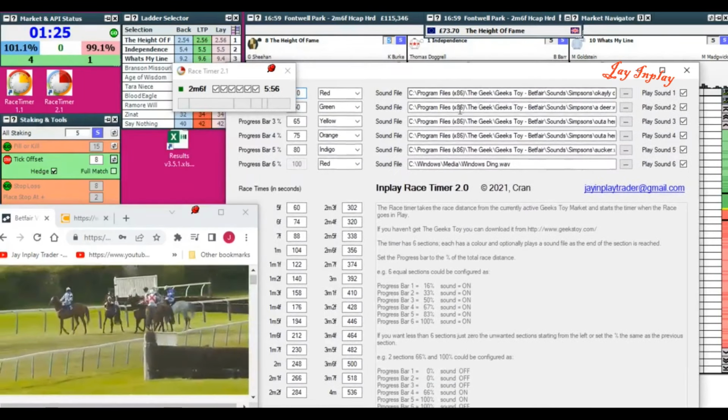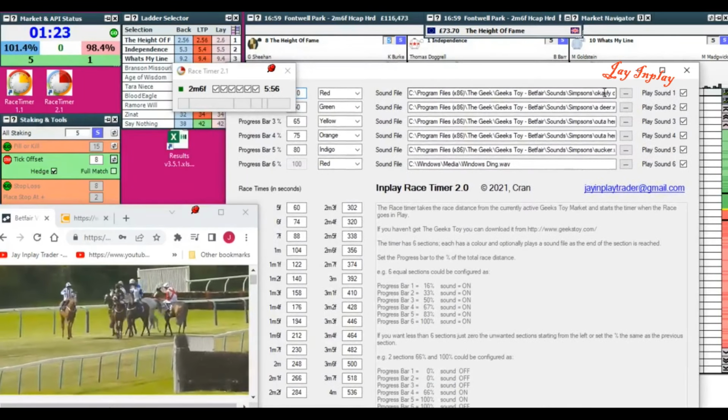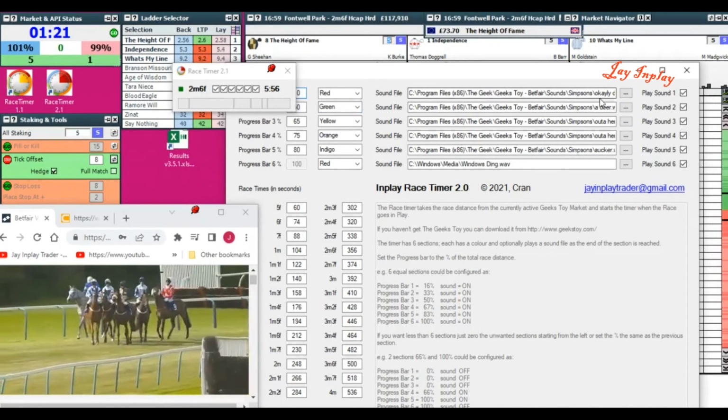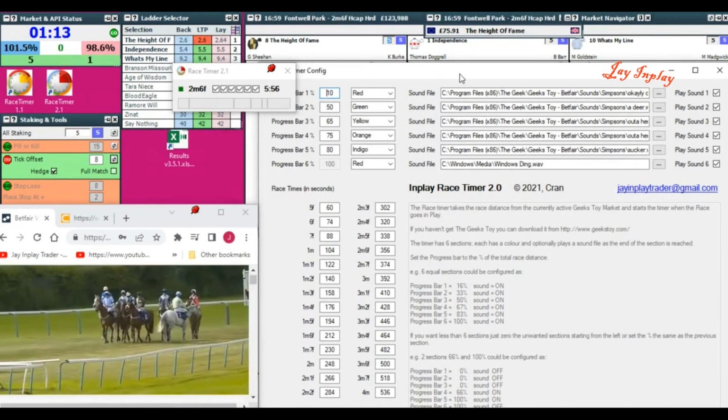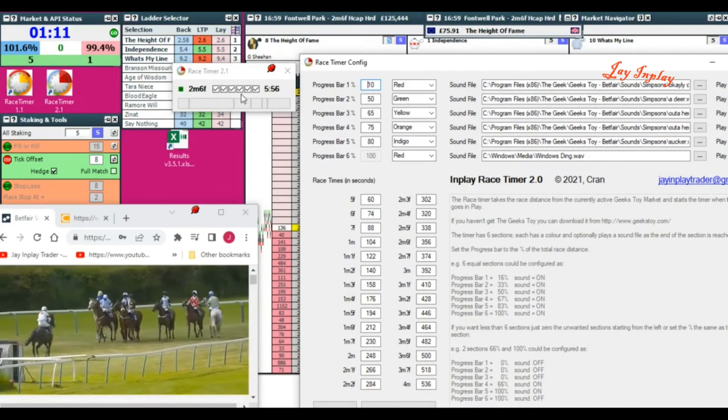So in here you can set up whatever sound files you choose. I use these annoying Simpson sounds because I can't miss them, basically. You can have whatever sounds you want, but I do suggest you get something annoying that you're not going to overlook. And then you can set what times you want.